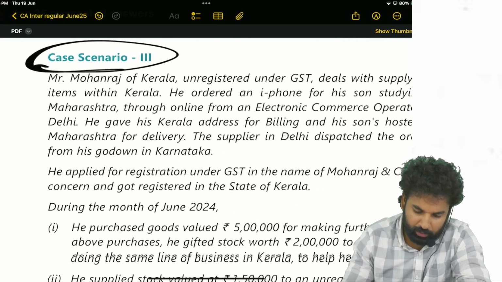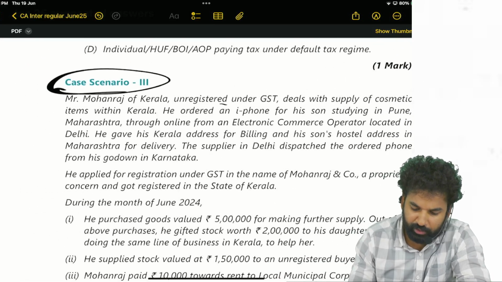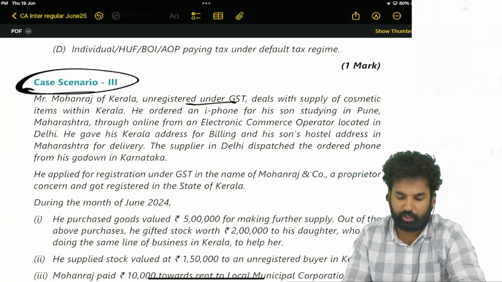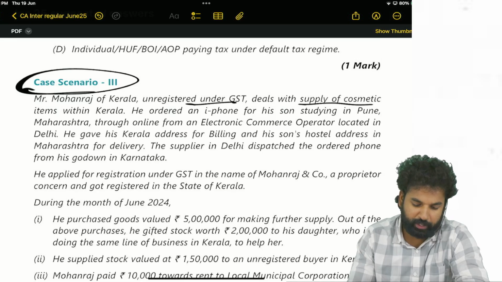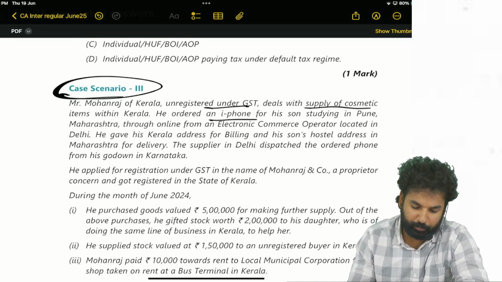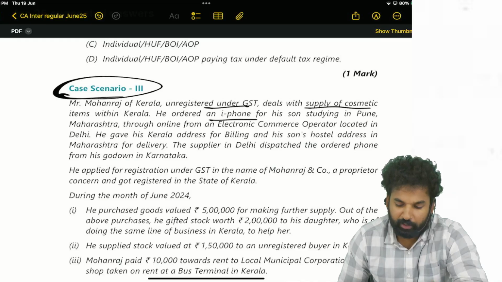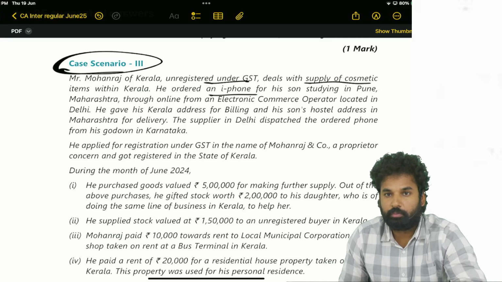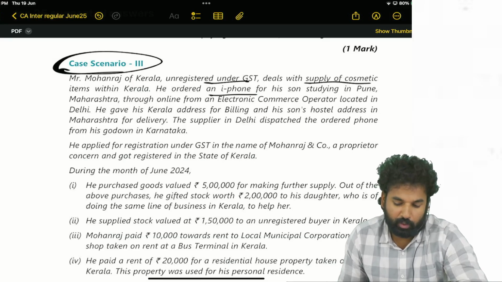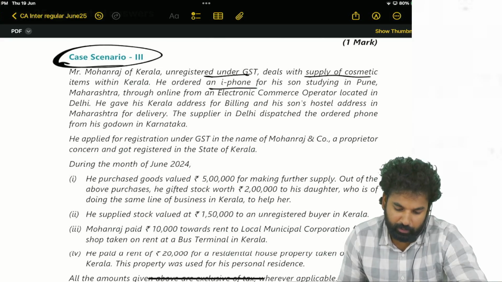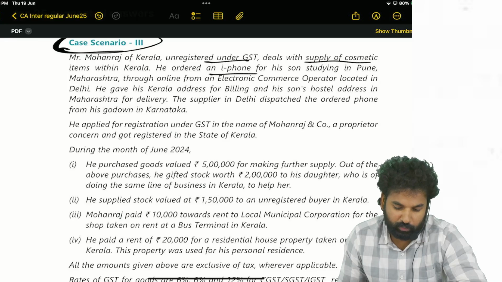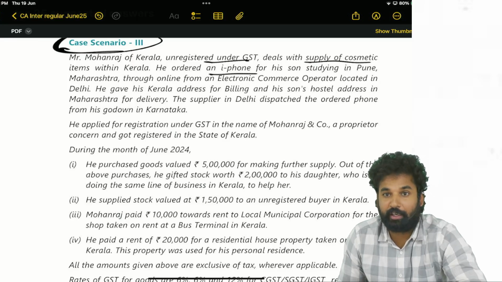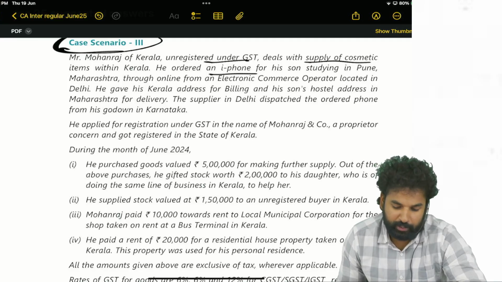Mr. Mohan Raj of Kerala, unregistered under GST, deals with the supply of cosmetic items within Kerala. He ordered an iPhone for his son studying in Pune, Maharashtra, online from an electronic commerce operator located in Delhi. He gave his Kerala address for billing, and his son's hostel address in Maharashtra for delivery. The supplier in Delhi dispatched the ordered iPhone from his godown in Karnataka.